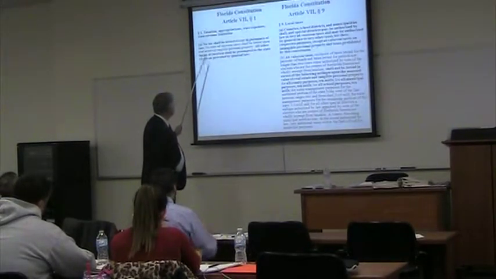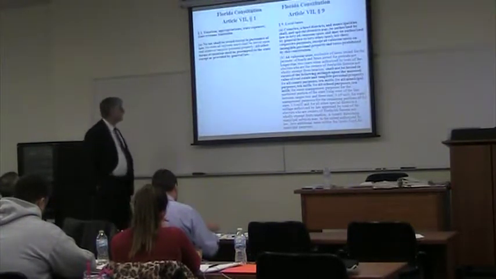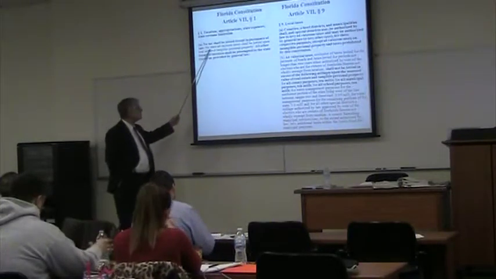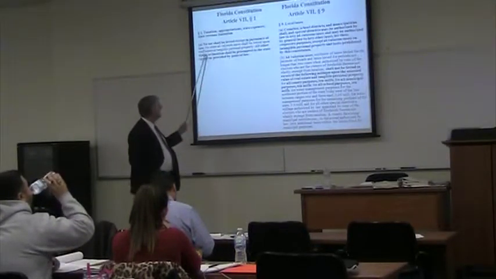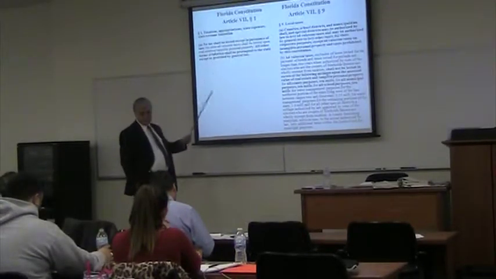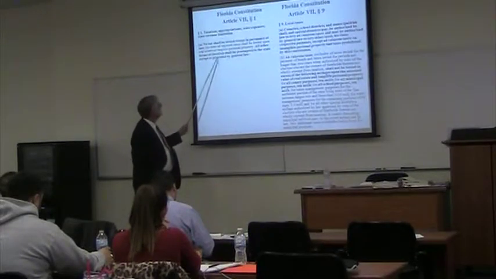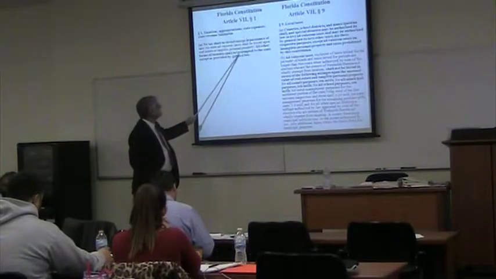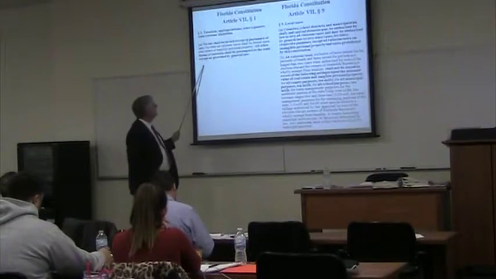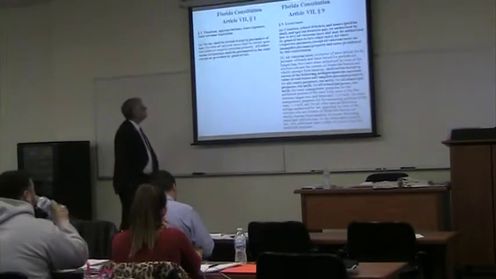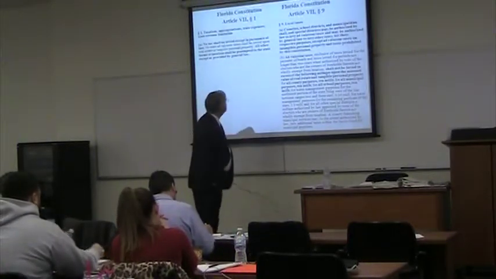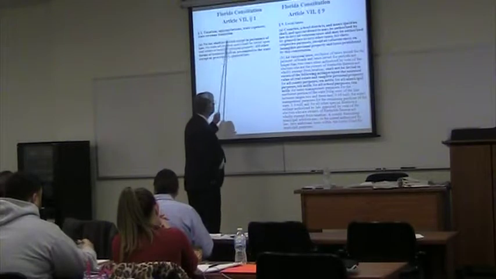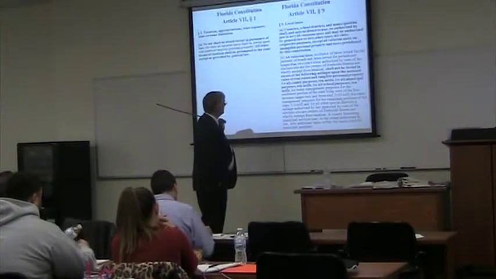Article 7, Section 1 says, no tax shall be levied except in pursuance of law. Then it has a prohibition. There shall be no state ad valorem taxes upon real estate or tangible personal property, the desks and things like that. All other forms of taxation shall be preempted to the state, except as provided by general law. Then we go over from here to 9A, and we go from state taxation to local taxation.